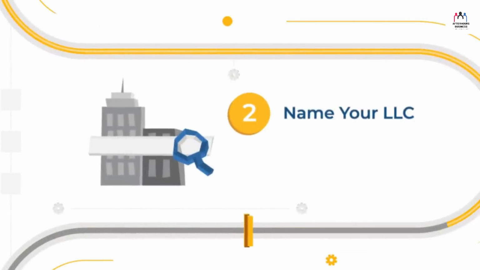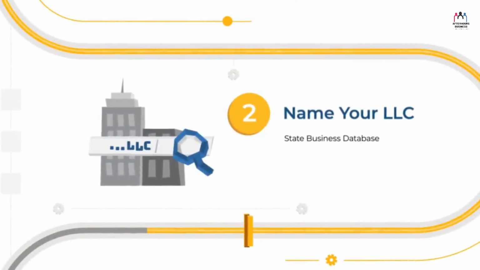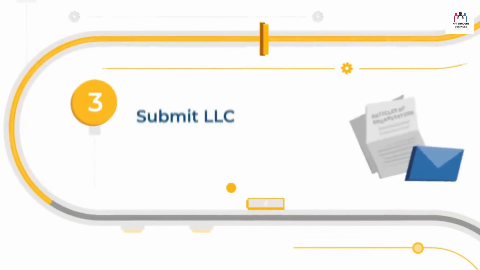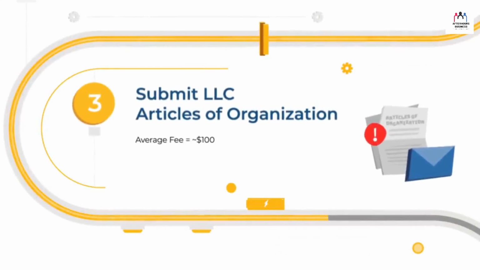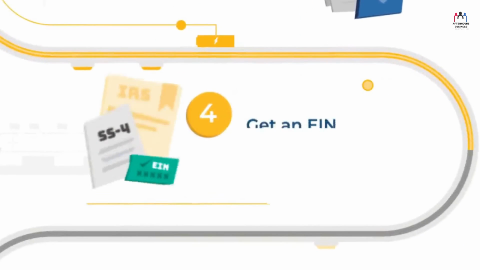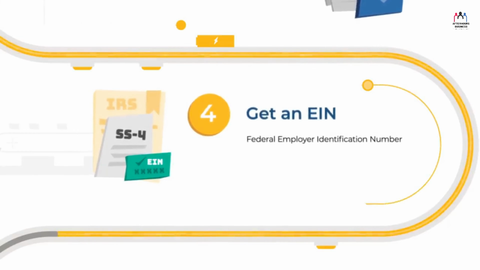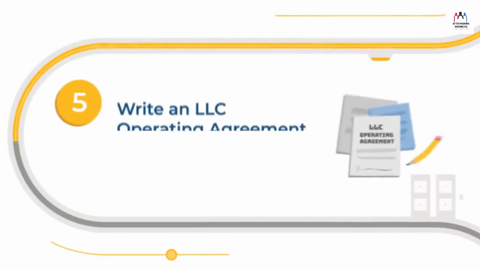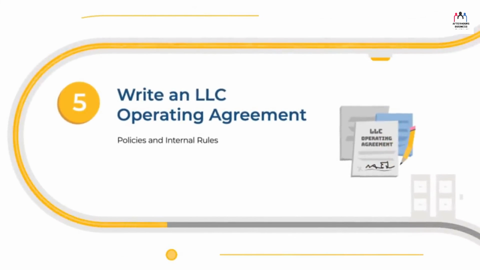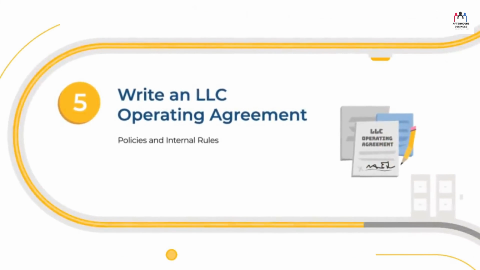Next, see if your name is available by checking your state business database. Now you are ready to file state paperwork. The average fee is around $100. Apply for a free EIN from the IRS website. Having your tax ID in hand will make the rest of the steps easy. Put your LLC policy in writing with an operating agreement. Make it easy with a free template like ours.